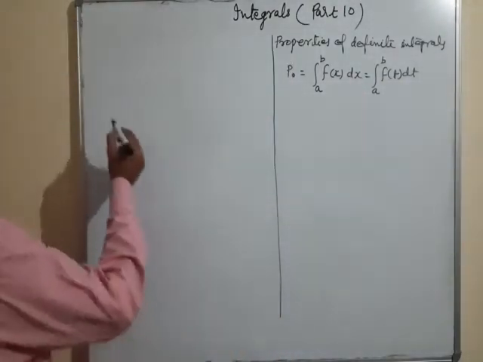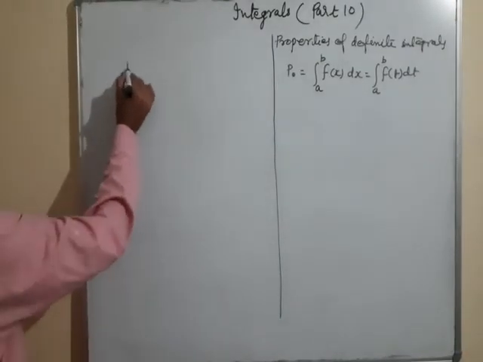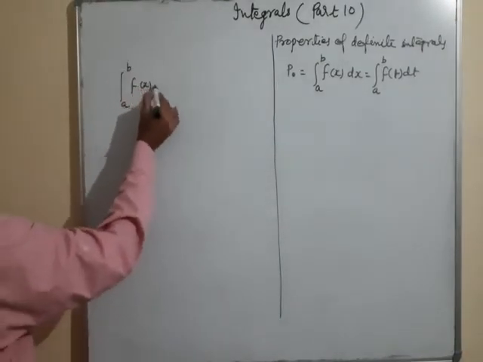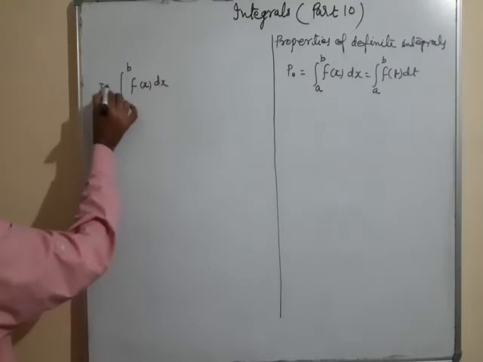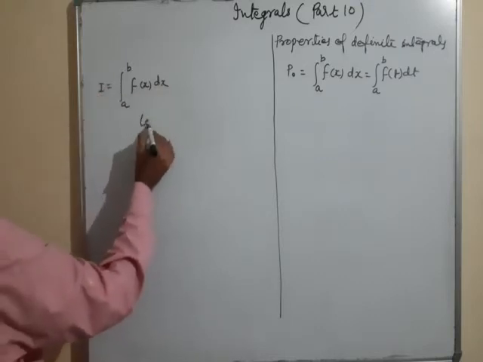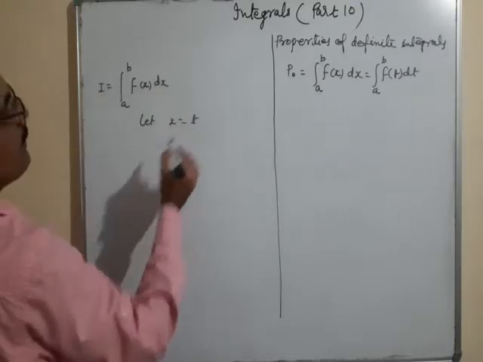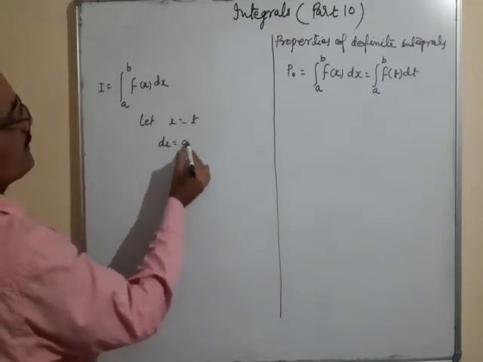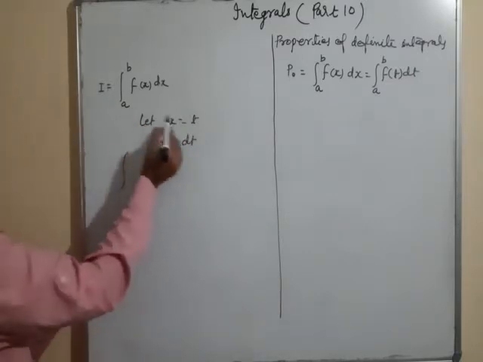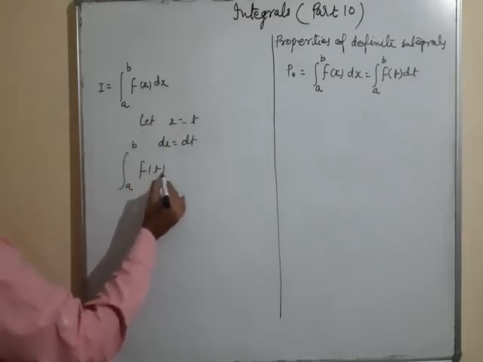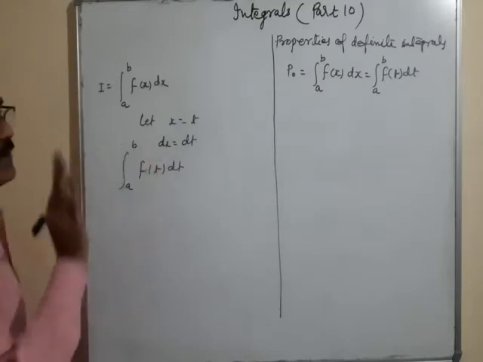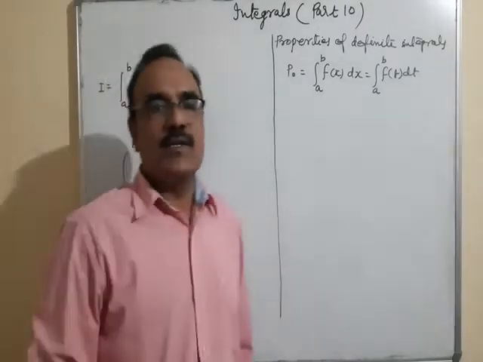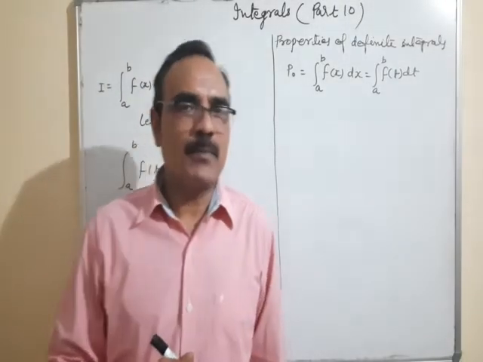Like that, suppose a to b f of x dx, if I solve it and I put let x is equal to t, differentiate with respect to t, so dx is equal to dt, the limits remain as they are, a, b, and this is f of t dt. No change, everything is the same. Okay, so this is property number 1, called P0.